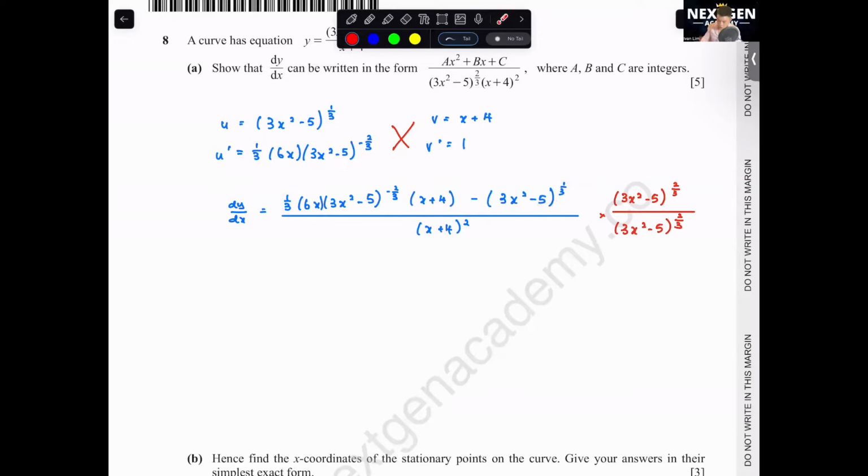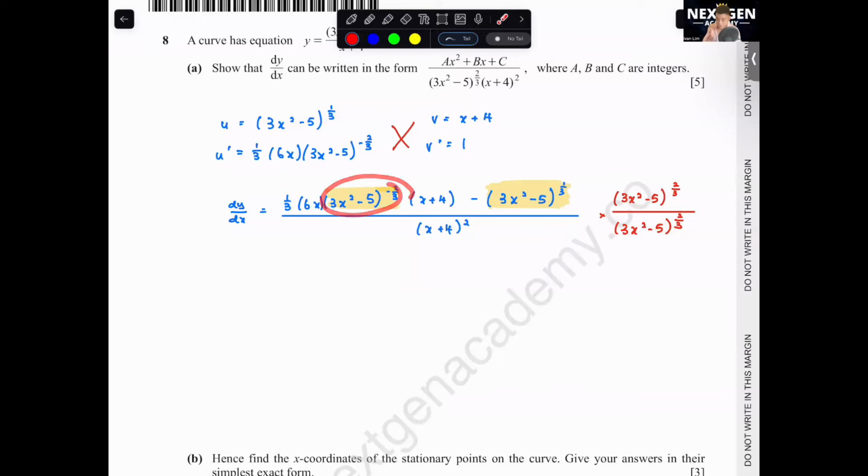I want you all now to just focus on the 3x squared minus 5 terms, which is this term here and this term here. You see, we are multiplying by the same term at the bottom. The base number is the same. This one we don't care; this one will just appear.